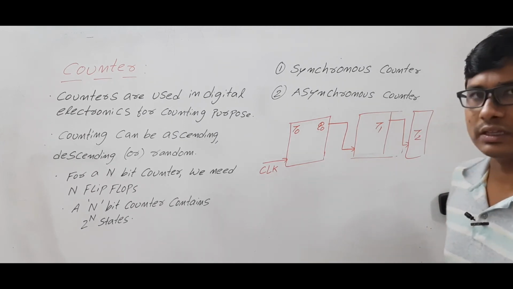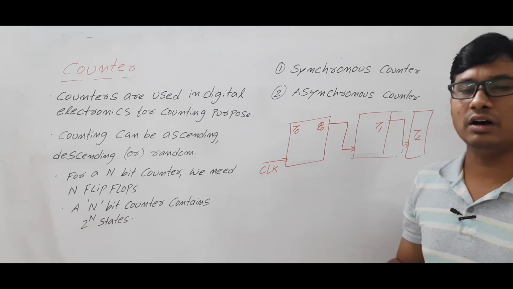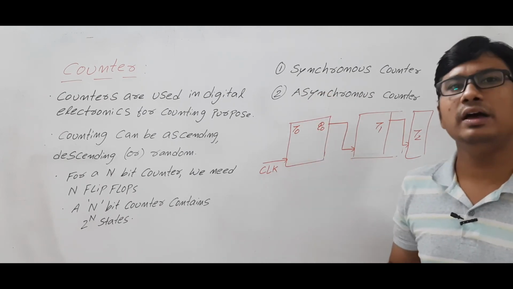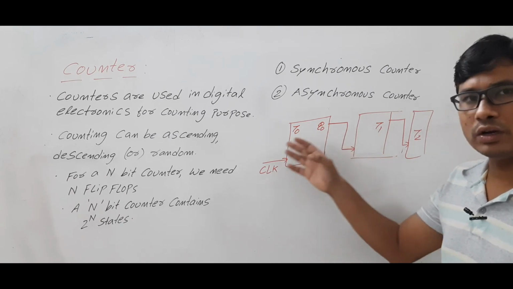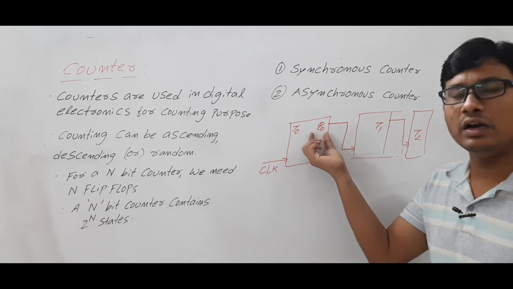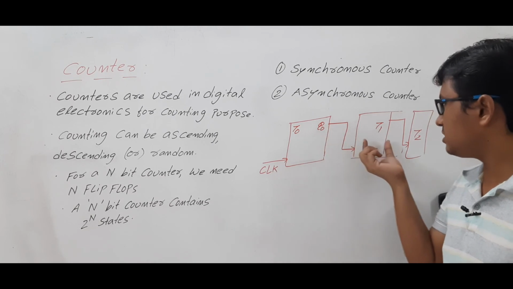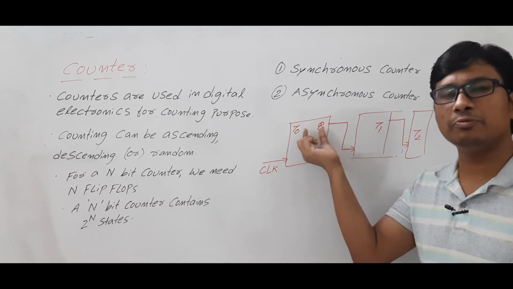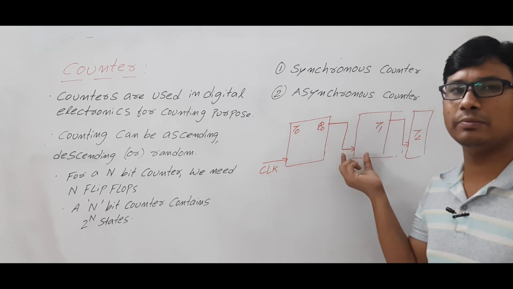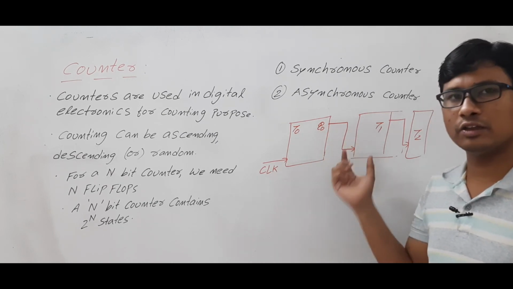And remember one thing, synchronous counters are faster as compared to asynchronous counters. Why? Because the total delay will depend on the delay of each flip-flop. If this flip-flop has to be enabled, it has to get the output from the previous flip-flop. Then only it can be enabled, because then only you are getting the clock here.